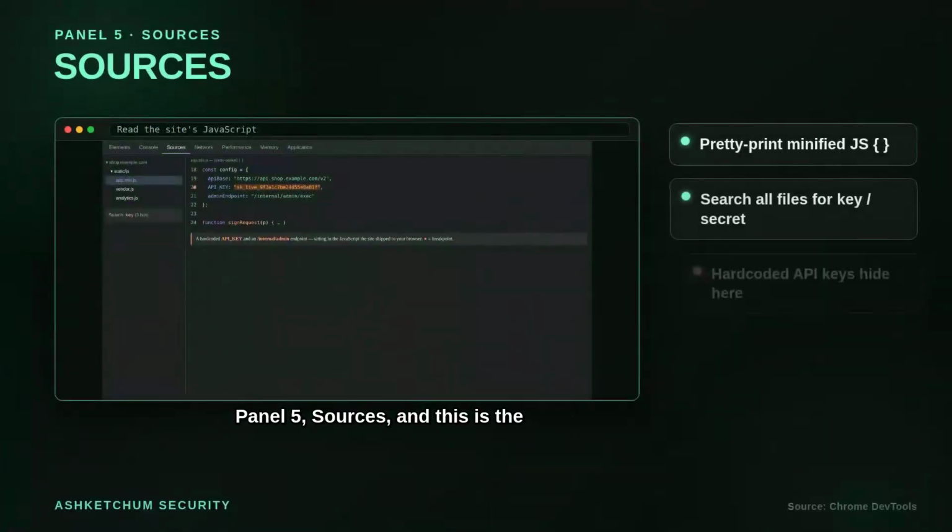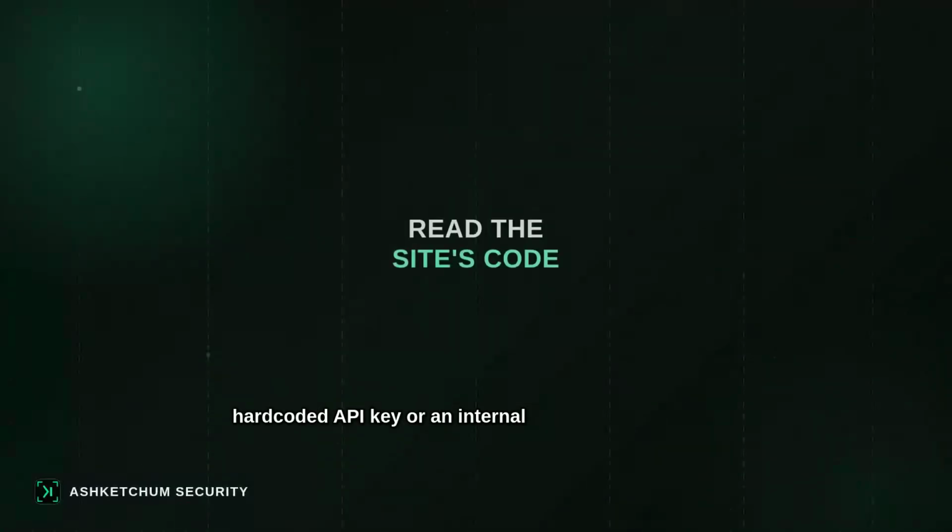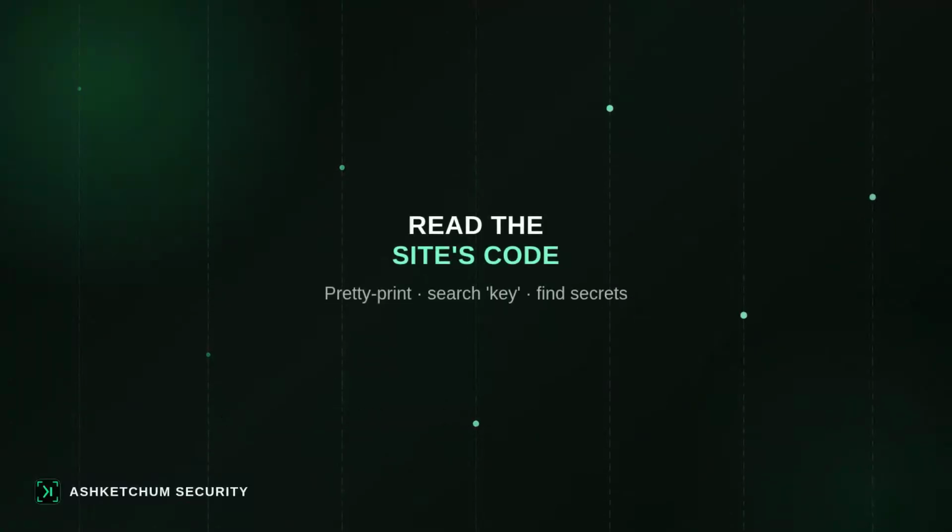Panel 5, Sources, and this is the one beginners skip and pros love. Sources shows you every file the site is built from, including all of its JavaScript. That code was written to run in your browser, which means you get to read it. Minified into one unreadable line? Click the pretty print button, those curly braces at the bottom, and it formats beautifully. Now search across every file, Command-Shift-F for words like key, secret, token, or API. You would be amazed how often a hard-coded API key or an internal endpoint is sitting right there in the JavaScript. And if you want to understand exactly what the code does, set a breakpoint. The site freezes on that line and you can inspect every variable at that moment. This is reading the enemy's playbook.